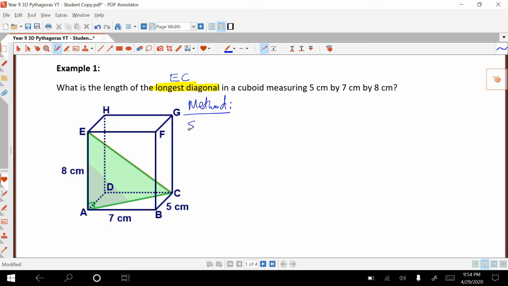So step 1 is find AC. By Pythagoras theorem, we know that AC squared is equal to 7 squared plus 5 squared, because this is 90 degrees here. So AC will be the square root of 7 squared plus 5 squared. If you plug that in the calculator, that will be equal to 8.6. So this length here is 8.6.